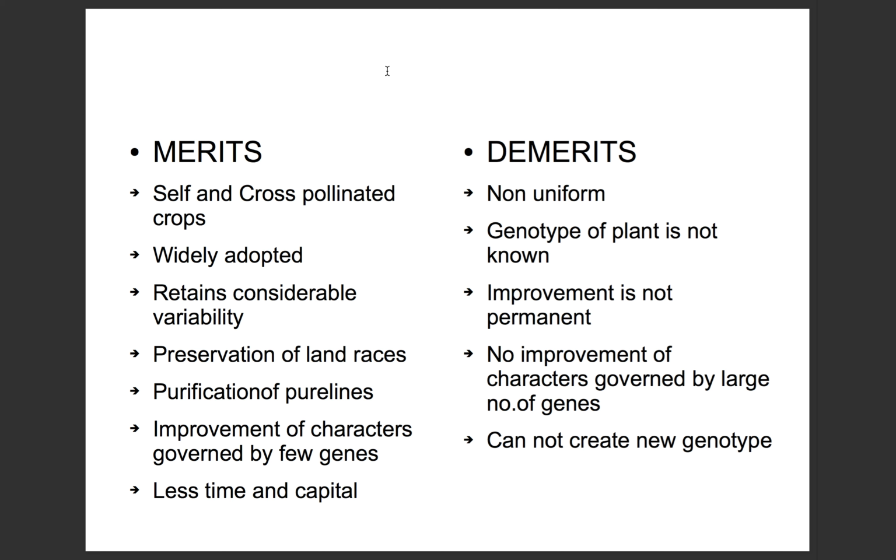And the next demerit is, since mass selection is based on phenotype and there is no control over pollination, the improvement brought about is not permanent. Hence, the process of mass selection has to be repeated now and then. Characters which are governed by a large number of genes with low heritability cannot be improved by mass selection. And mass selection cannot create any new genotype, but it utilizes the existing genetic variability.